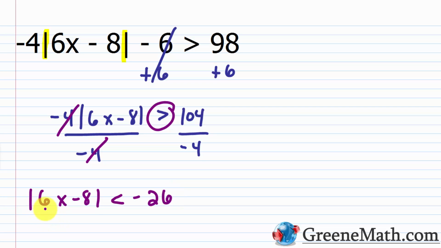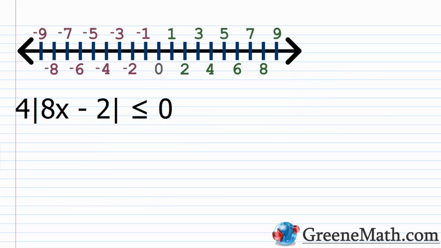Now, can the absolute value of something ever be less than -26? No, it cannot. Again, it's got to be 0 or some positive amount. So it doesn't matter what I plug in here for x. Whatever this result here is inside the absolute value bars, once I take the absolute value, it's going to be 0 or positive. So it can never, ever be less than -26. So there's no solution here. No solution. Okay? And again, you can put that symbol for the null or empty set. All right, let's take a look at one more.